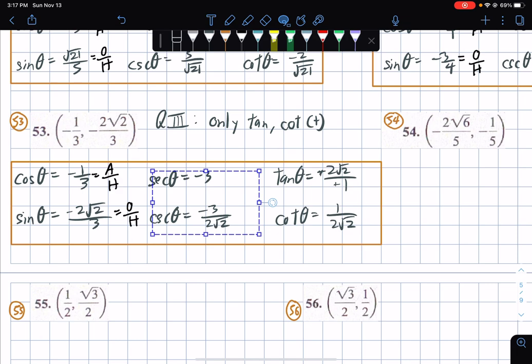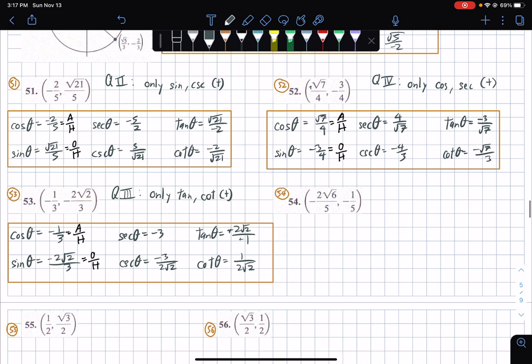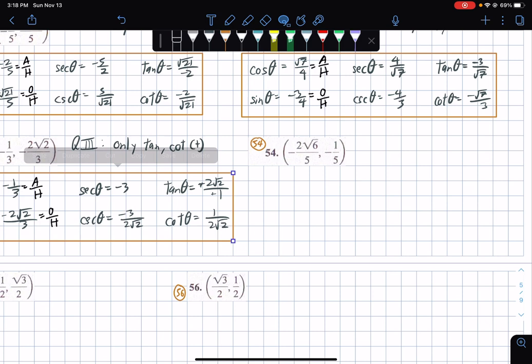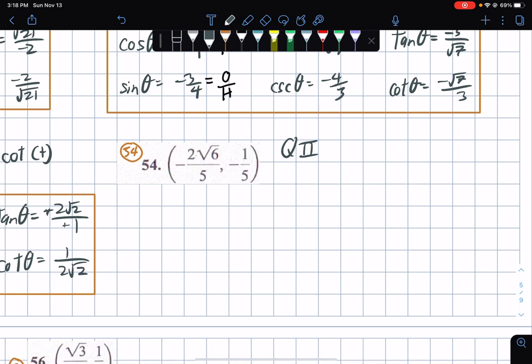Okay. That's it. Just give some spacing. Okay, number 54. Both negative, so obviously this is quadrant 3. Again, this is where only tangent and cotangent are positive.